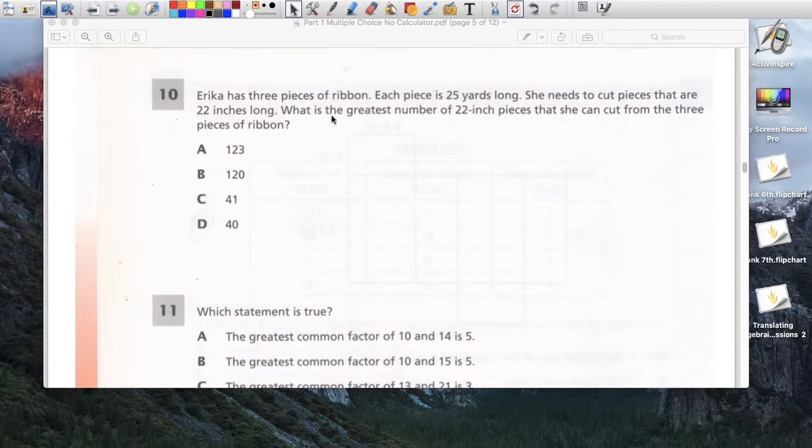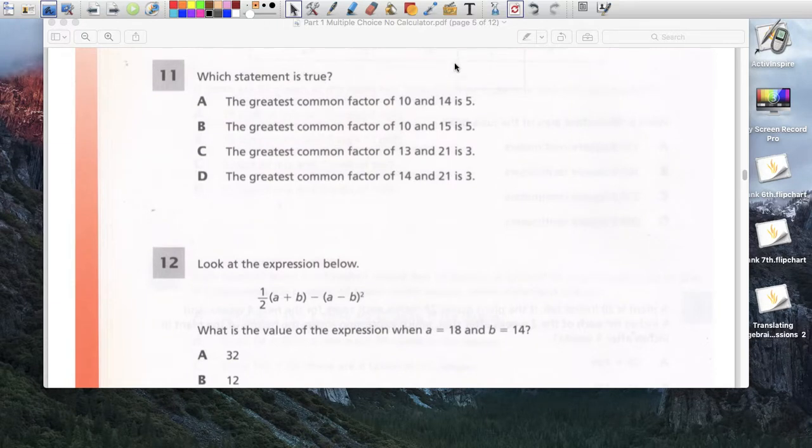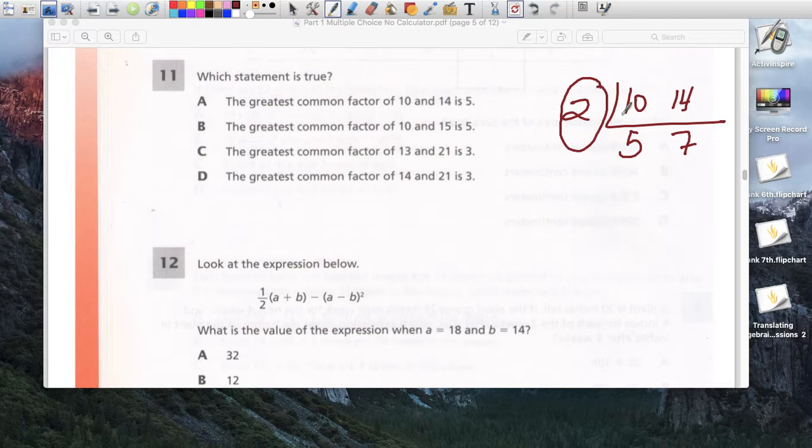This one we did in class, okay? So I'm going to skip 10. 11. What is the greatest common factor of 10 and 14? GCF of 10 and 14. So very easy. 2 goes into 10 5 times. 2 goes into 14 7 times. And for GCF, we're interested in this number over here. So the greatest common factor of 10 and 14 is 2.